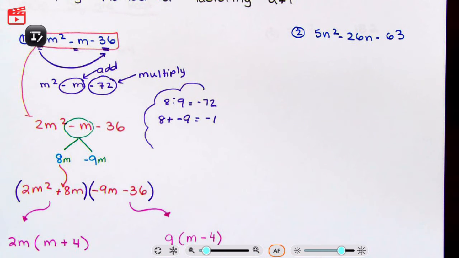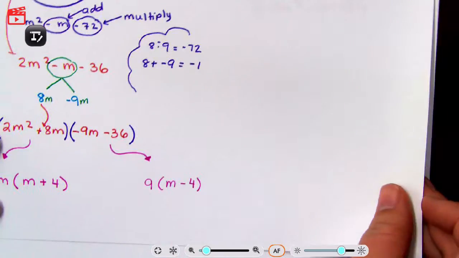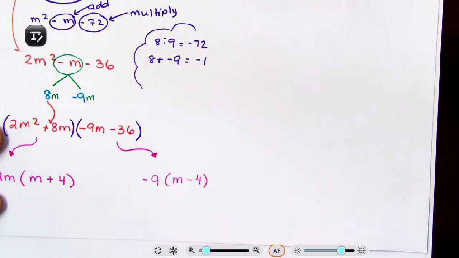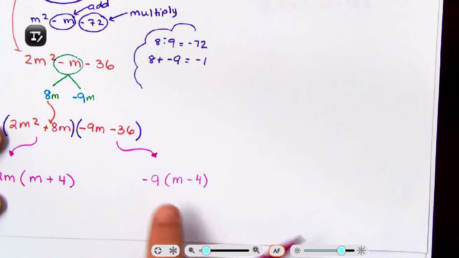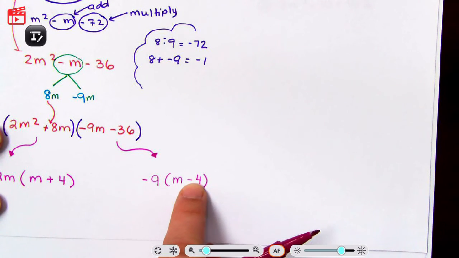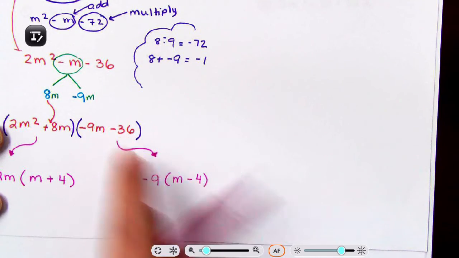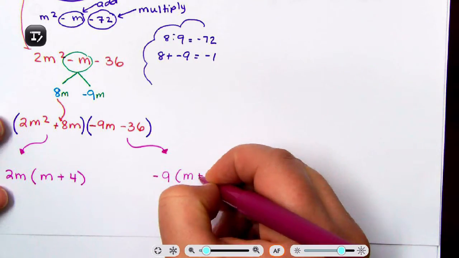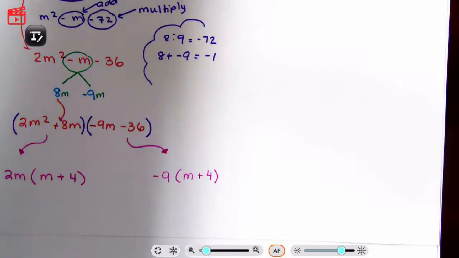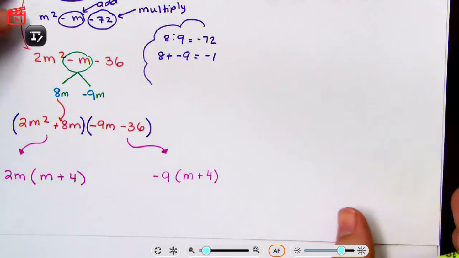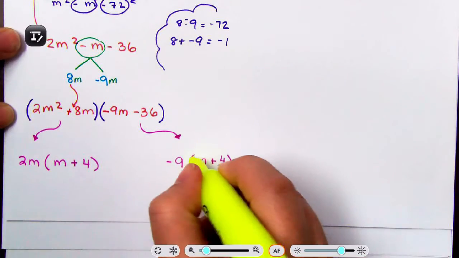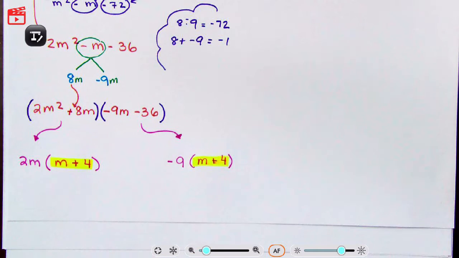Now notice, 9 times m is not negative 9m. That's positive. So that means this 9 that I pulled out needed to be a negative. Negative 9 times a negative 4 is not a negative 36. So that means this needs to be a positive. Your objective with grouping is to get these 2 bubbles to be identical. So these 2 need to be exactly the same. If they are not the same, then you cannot do the following steps.